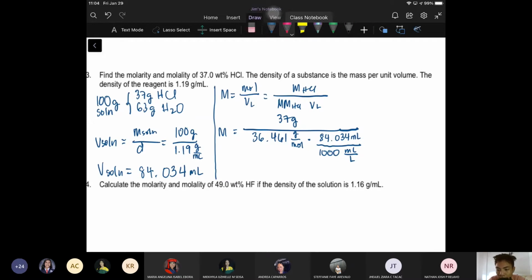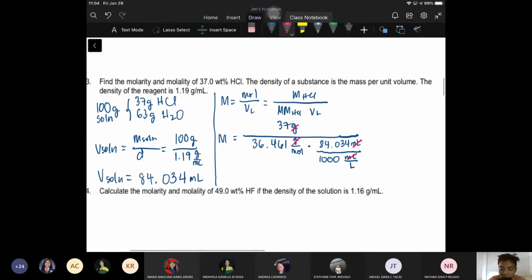Kasi, to be honest with you, pag sanay na kayo sa calculation sa Anakem, hindi na kayo magsusulat ng solution. Tina-type nyo na lang lahat sa calculator. Pero for now, ganyan muna. Ang gusto kong ma-develop sa inyo is yung magtiwala kayo sa calculator. Okay? So, magka-cancel yung grams. mL will also cancel out, giving us the unit na mole per liter. Okay?